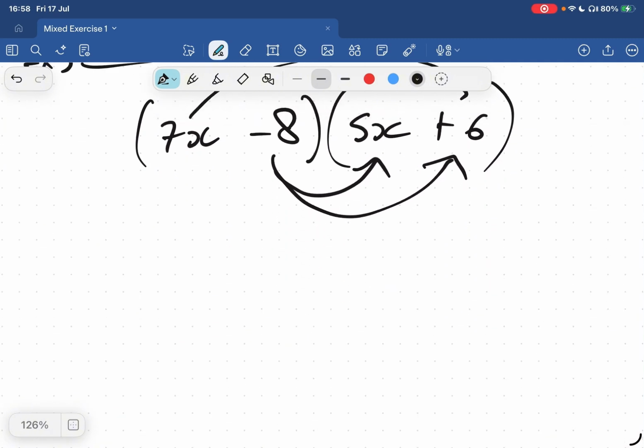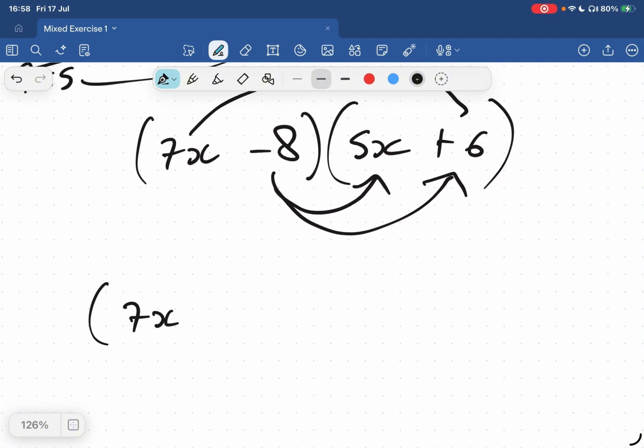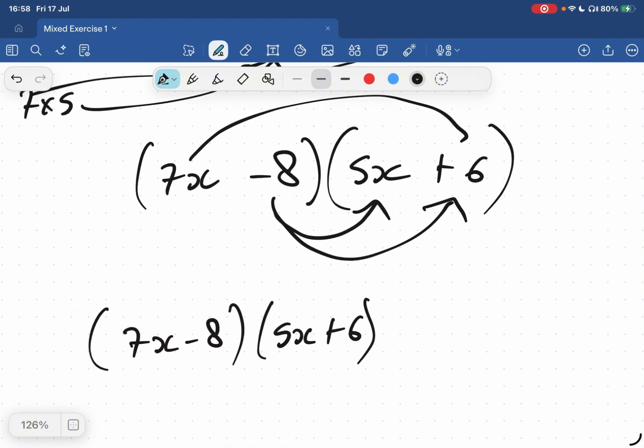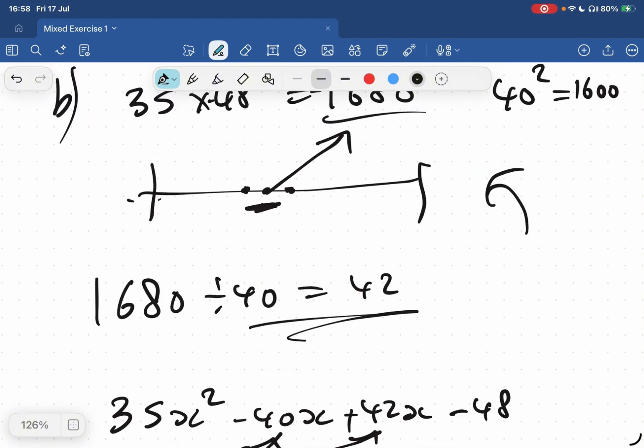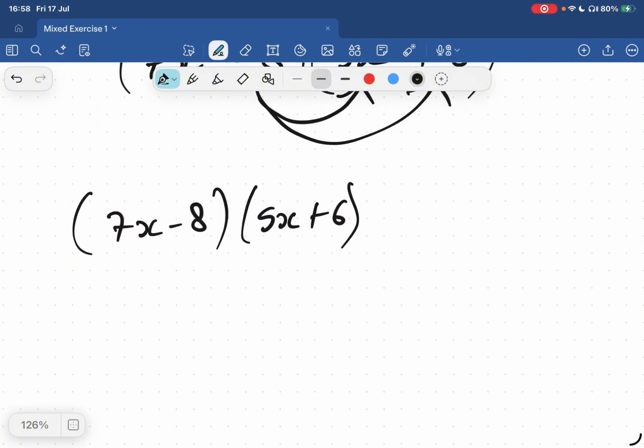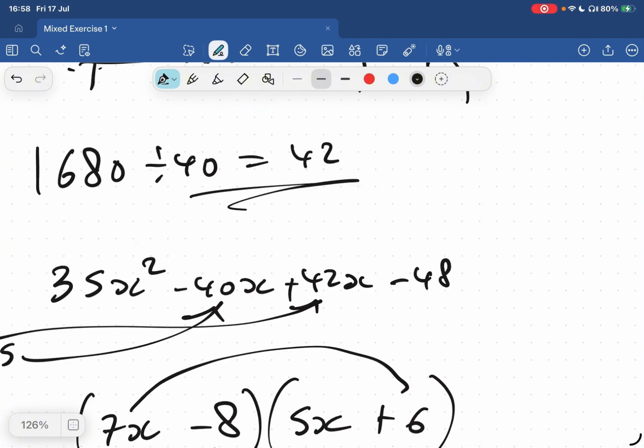Yes, it is. Okay, so 7x minus 8 and 5x plus 6. This is the factorization of our formula. Now, what did the question want? We've done the factorization. Show that the answer to A can be written as the product of two prime factors. Okay, it can be written as a product of two prime factors.